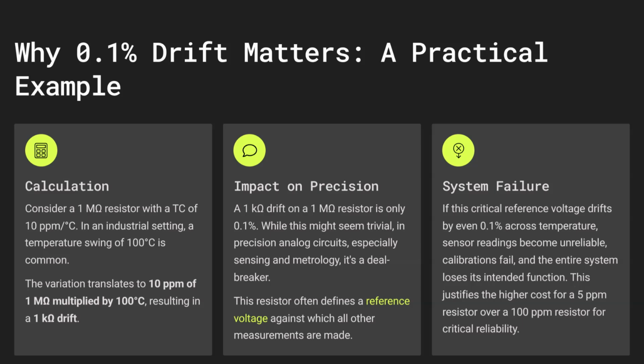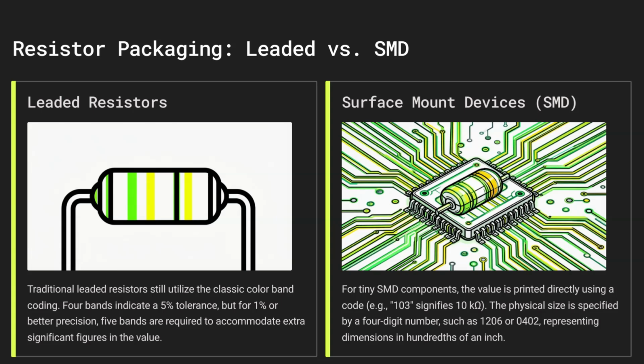It's everything. Okay, so beyond the electrical properties, what also includes packaging types and coating, we have the traditional leaded resistors and then surface mount devices, or SMD. Right. For leaded resistors, that classic old color band code is still standard. 4 bands for 5% tolerance, but you need 5 bands if you're moving to 1% or better. Because you need the extra significant figures for the value.